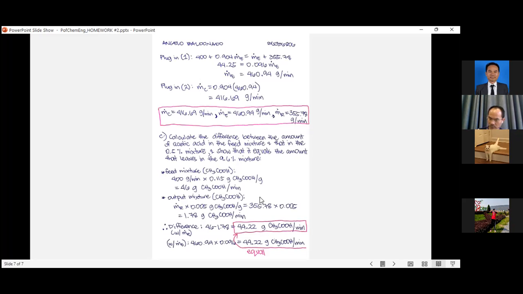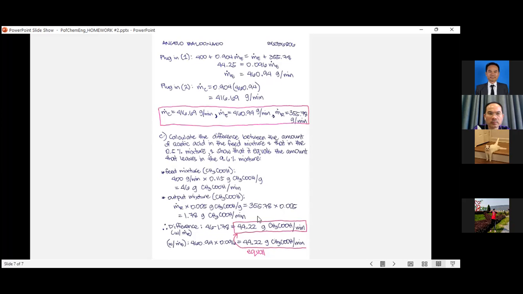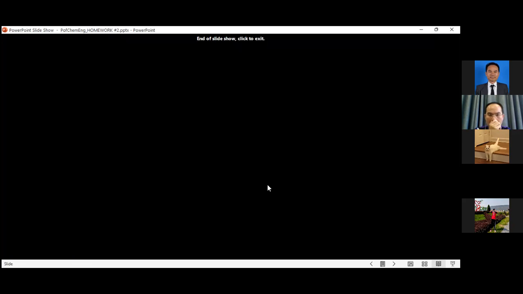And then compare it with the 9.6% mixture. We get m dot e times 0.096, and we get 44.22 grams of acetic acid per minute. Hence, it is equal. That's it, Ajahn.